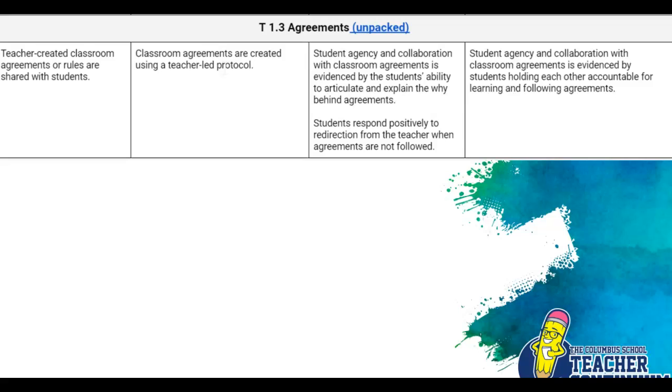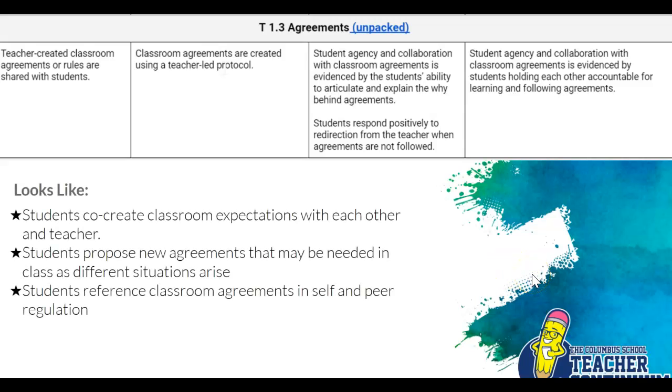We're now in subtopic 3, agreements. Take a moment to read from left to right. In a classroom that has practices towards the right side of the continuum, this might look like students co-creating classroom expectations with each other and the teacher, students proposing new agreements that may be needed in class as different situations arise, and students referencing classroom agreements in self and peer regulation.